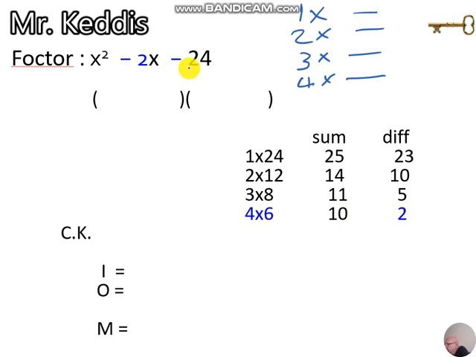Because the sign is negative, I look under the difference. Where under the difference do I get 2? Oh, here is the 2, which means I need to pick 4 and 6. This is 4, this is 6, with x and x. The sign here is negative, which means the signs must be different: one is positive, one is negative.